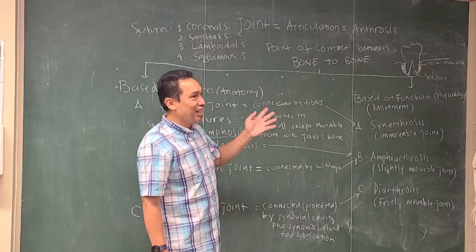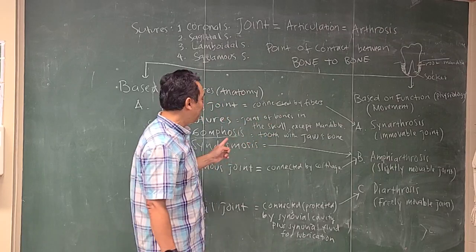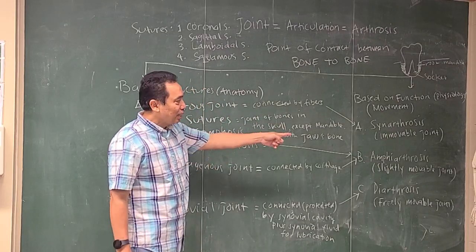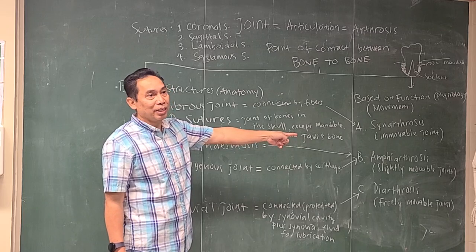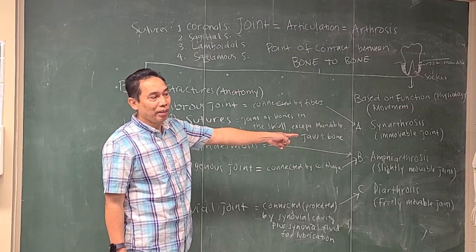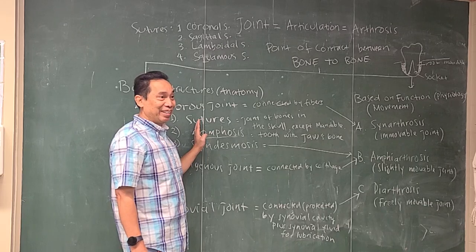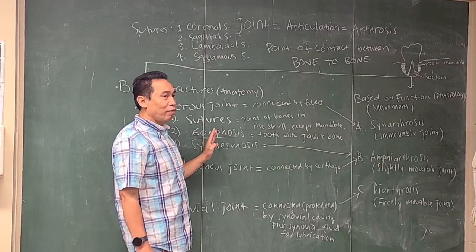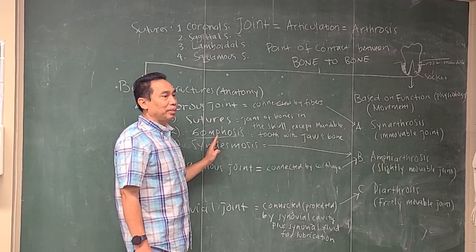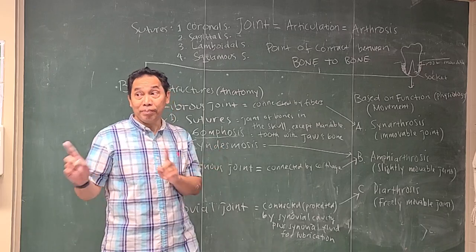Between radius and ulna, tibia and fibula, there is syndesmosis, that is amphiarthrosis, a slightly movable joint. We're done with the types of fibrous joint: suture, gomphosis, syndesmosis.